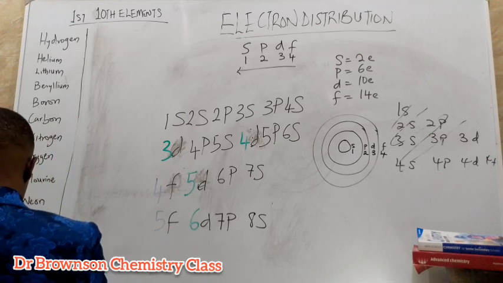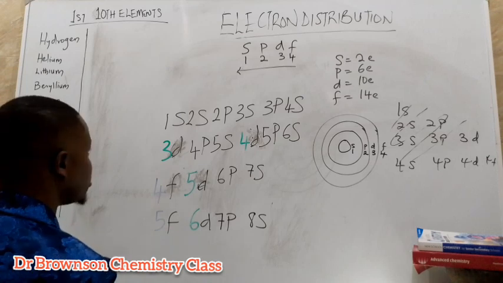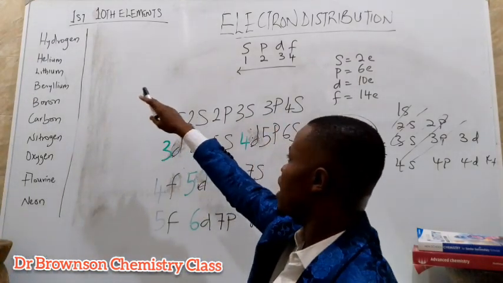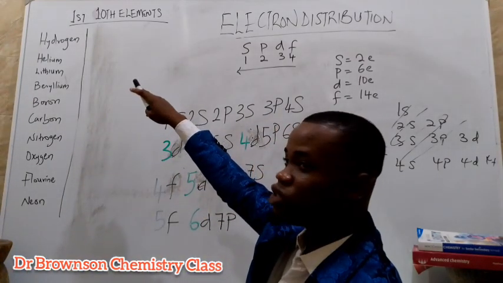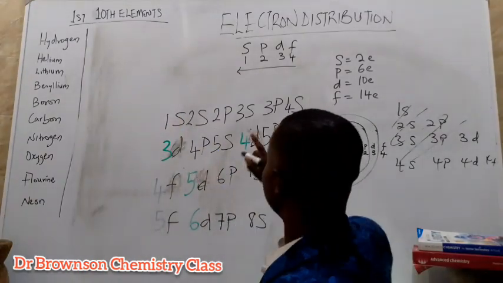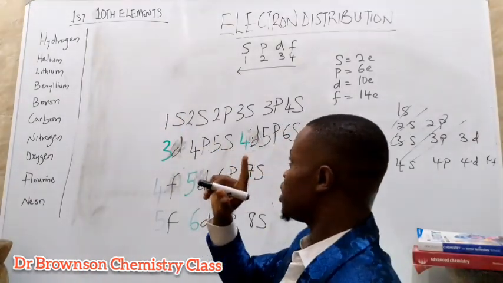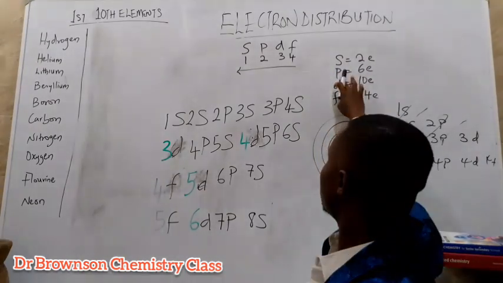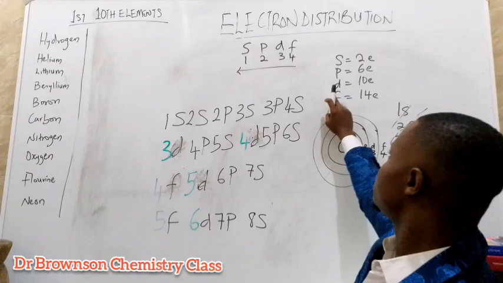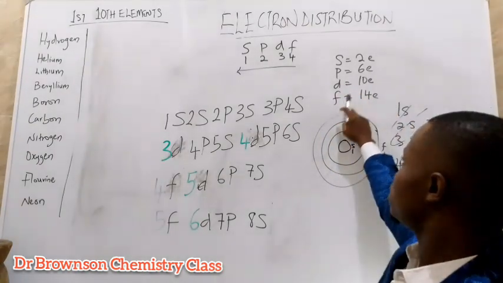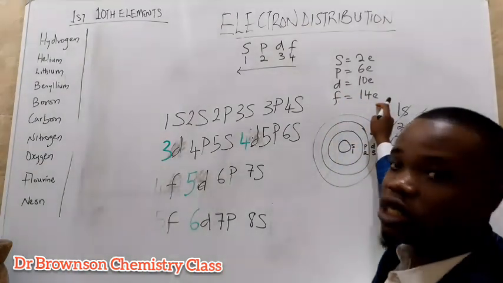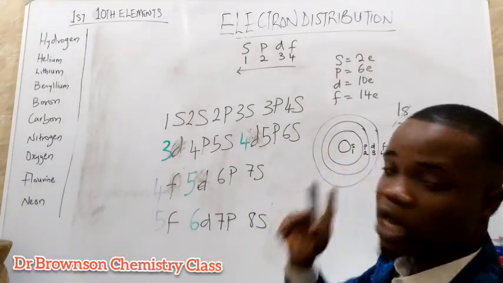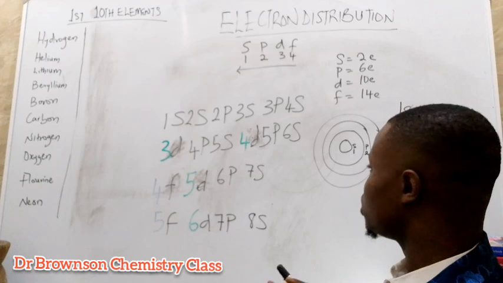So let's go. The first element here is what? Hydrogen, right? Hydrogen has only 1 electron. And like I said, S orbital can contain 2 electrons. P orbital can contain 6 electrons. D orbital can contain 10 electrons. F orbital can contain 14 electrons. So hydrogen has only 1 electron on its outermost shell, right?